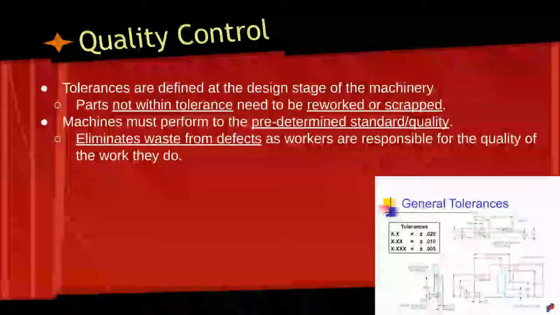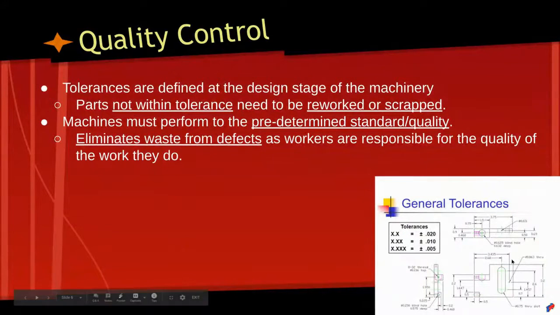Quality control. Tolerances are defined at the design stage of the machinery. Parts not within tolerance need to be reworked or scrapped. Machines must perform to the predetermined standard or quality. This eliminates waste and defects, as workers are responsible for the quality of the work they do.